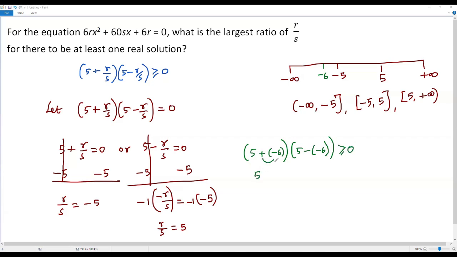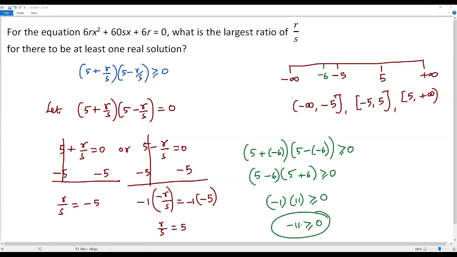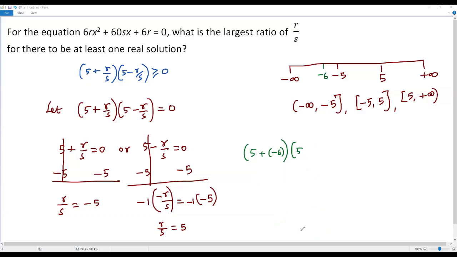Here phi positive times negative is phi negative 6, and here phi negative times negative will be positive 6 greater than or equal to 0. Phi negative 6 is negative 1, and phi positive 6 is 11 greater than or equal to 0. Negative 1 times 11 is negative 11 greater than or equal to 0. Actually, this is false, because any negative number can never be greater than or equal to 0. So that is the first interval, negative infinity, comma negative phi, does not satisfy the inequality, so we can reject this one.